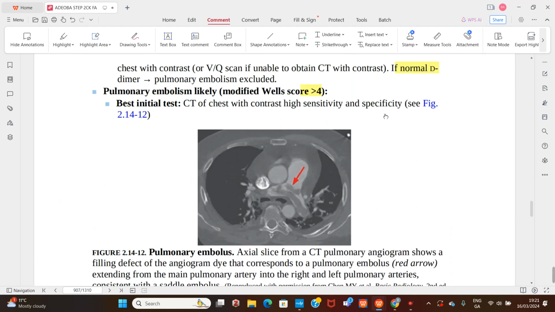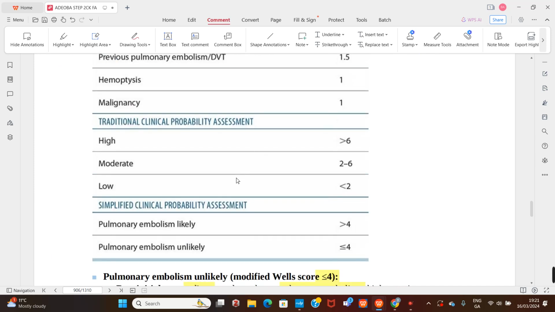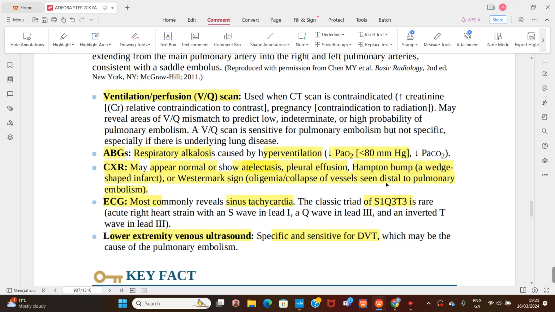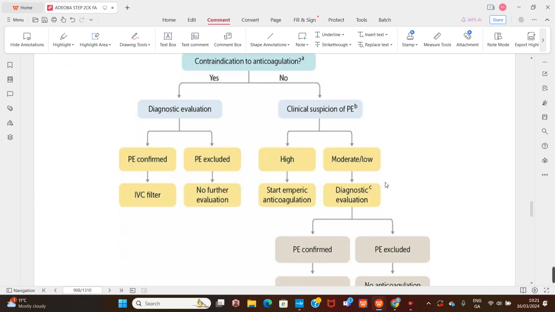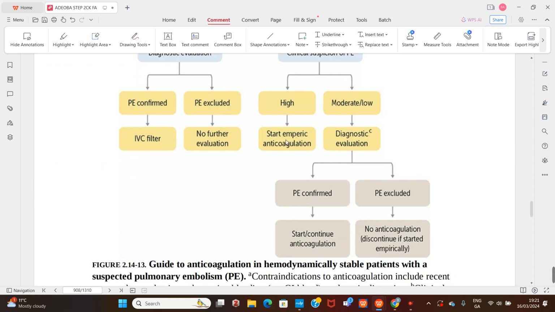the first assessment, which is the traditional clinical probability. Person at 7, that is high. You don't wait and be doing a CT scan. You immediately anticoagulate that person on an empiric basis. Then you now continue with your investigation. But say you don't anticoagulate them.